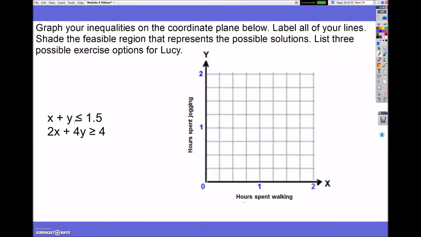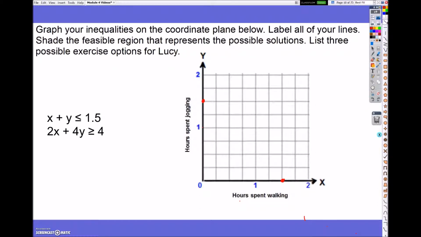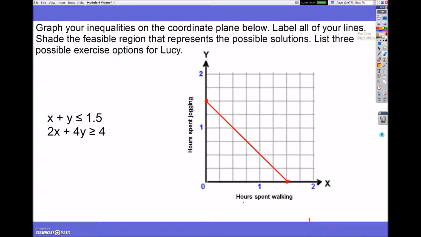Let's go ahead and graph these. So the first one, it's in standard form. If this is 1, this is 2. Right in the middle would be 1.5. This would be 1.5 as well. And it is less than or equal to, so I'm going to connect the dots. And I'm going to shade everything less than. This right here represents all my possible values that are exercising less than an hour and a half, less than 90 minutes.